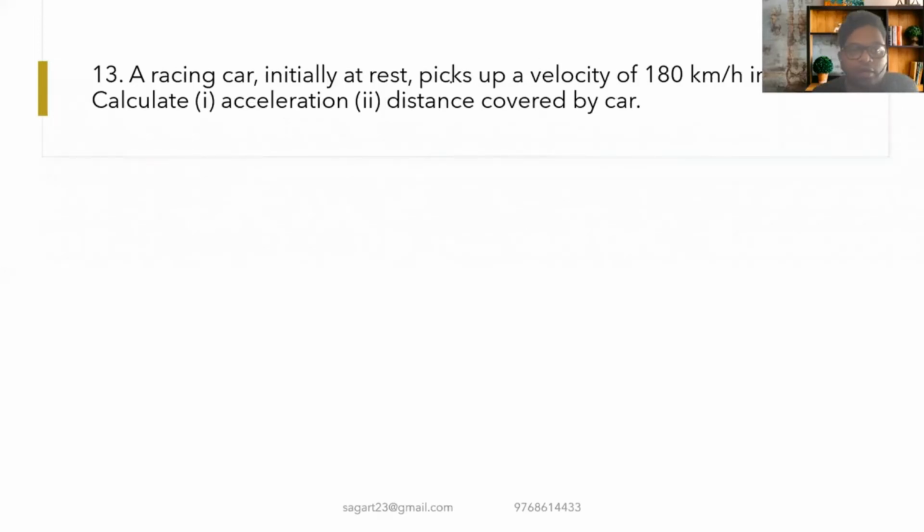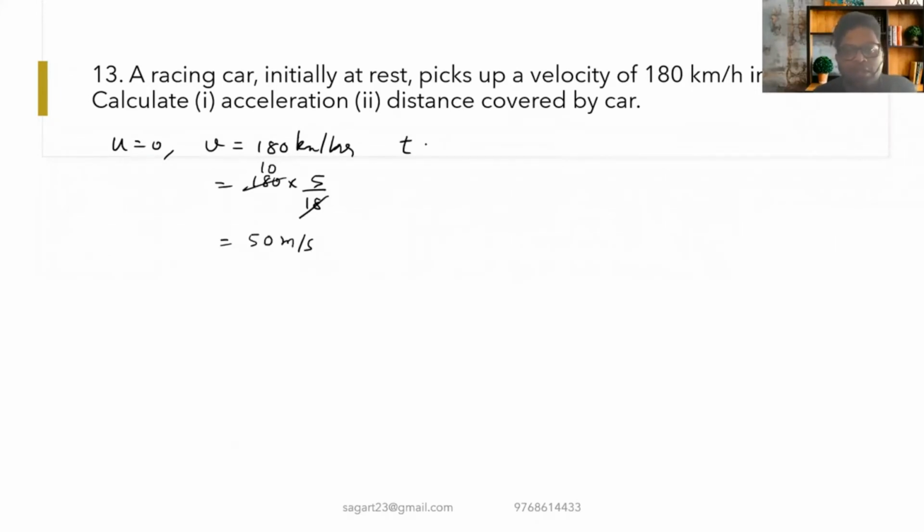A racing car initially at rest, so u is equal to 0, picks up a velocity of 180 kilometer per hour. Okay, so this is 180 into 5 by 18, this is 10 into 5, so that will be 50 meter per second. And the time is 4.5 seconds.